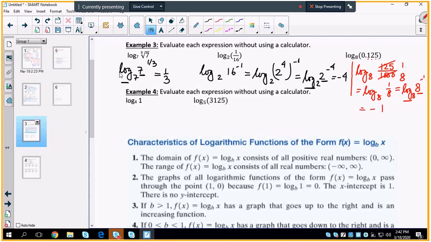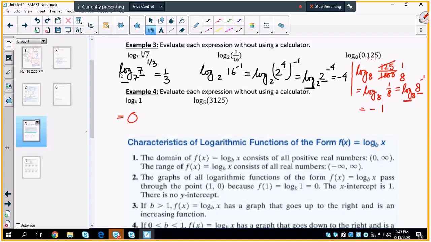So I have shown you how to solve each of these logarithmic expressions without even using a calculator. How about the example for the first one? It is asking you to find log of 1 to the base 4. Remember, log of 1 to the base anything is 0. And I answered it.